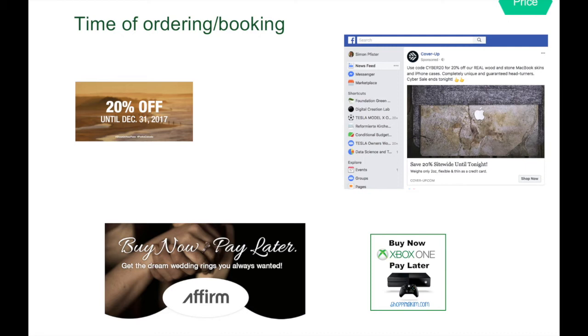On the right hand side, that's the example of a cover-up. They are making some advertising on Facebook and are saying very short term, buy now until tonight. So if you order now, you get a discount, again 20%. If you do not order, then you don't get a discount, or maybe later.